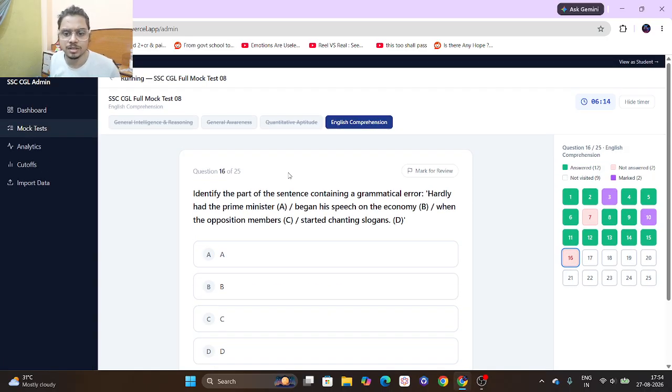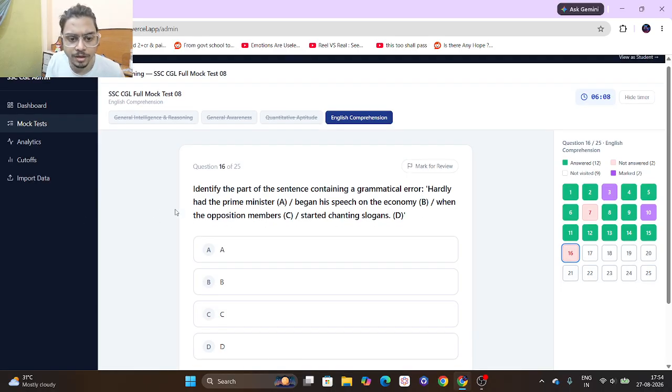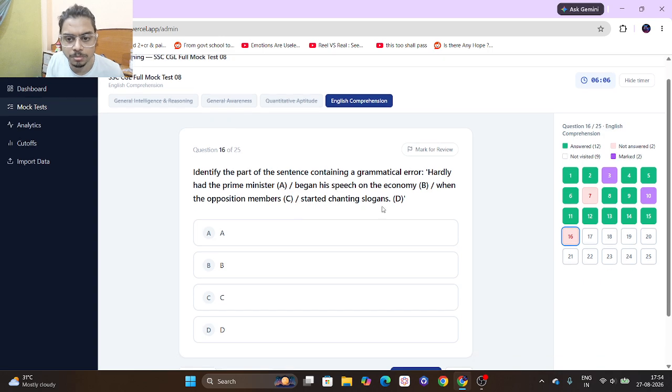Identify the part of the sentence containing a grammatical error. Hardly had the Prime Minister begun his speech, not began his speech, when the opposition members started. Begun. Option B.